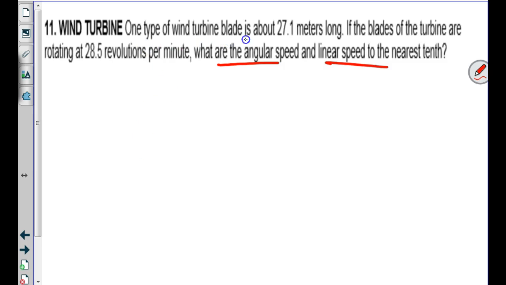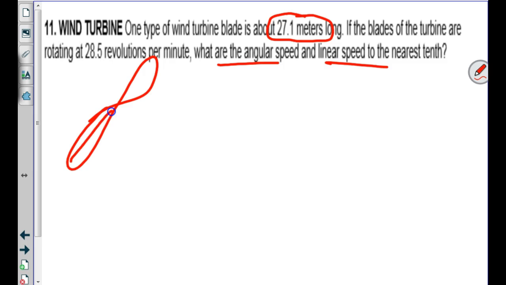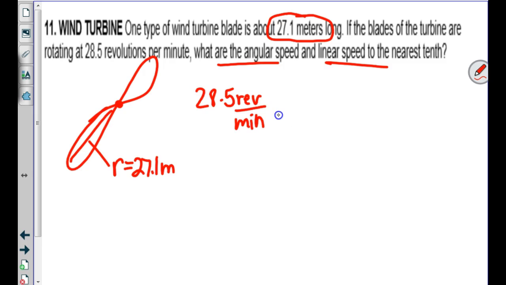One type of wind turbine blade is 27.1 meters long. If you have a single blade here of something that's turning, this is the radius, 27.1 meters, okay? It is rotating at 28.5 revolutions per minute. Well, we discussed revolutions is useless to us, except it tells us how to get what? So we need to get rid of revolutions, and 1 revolution is how many radians?